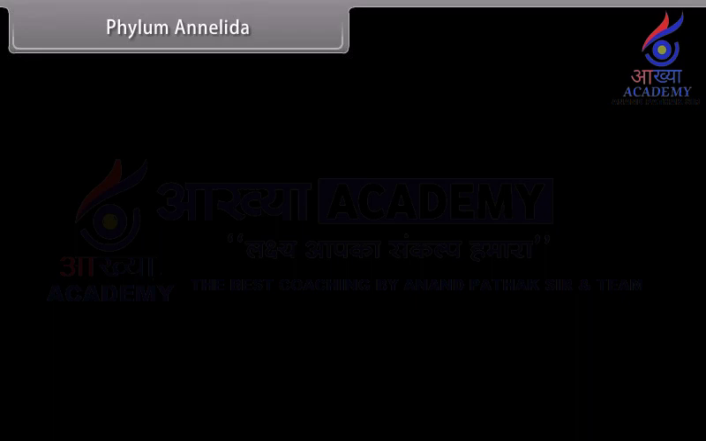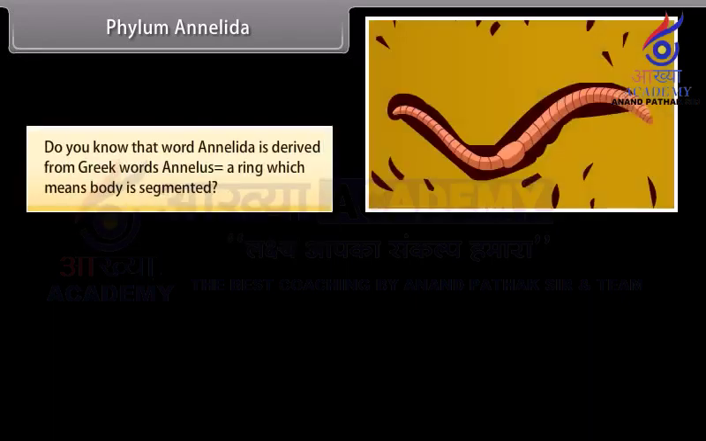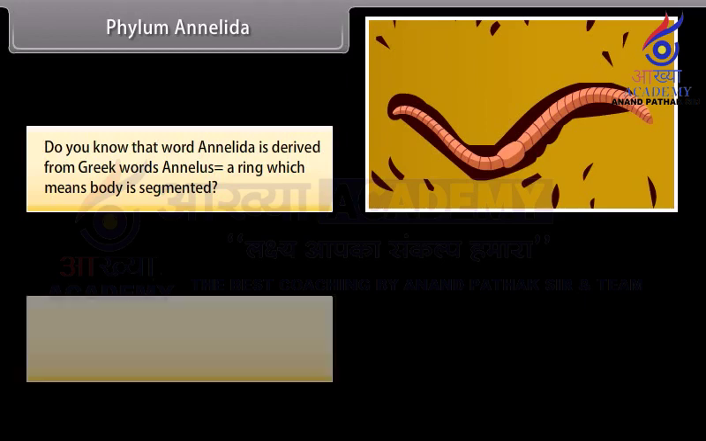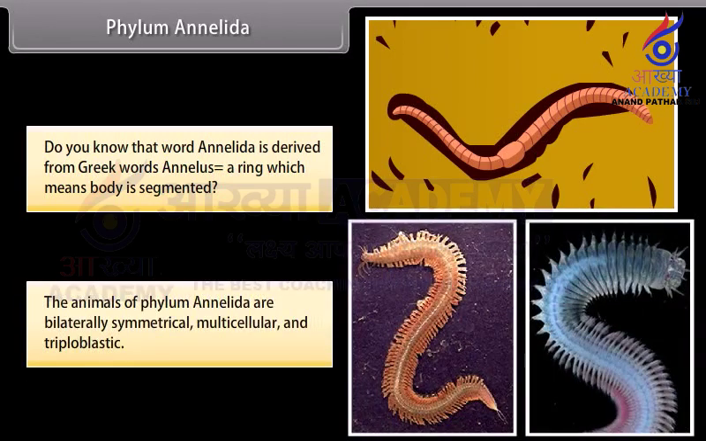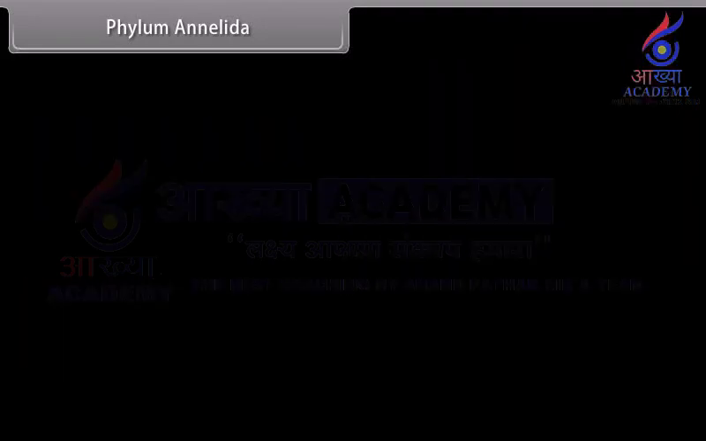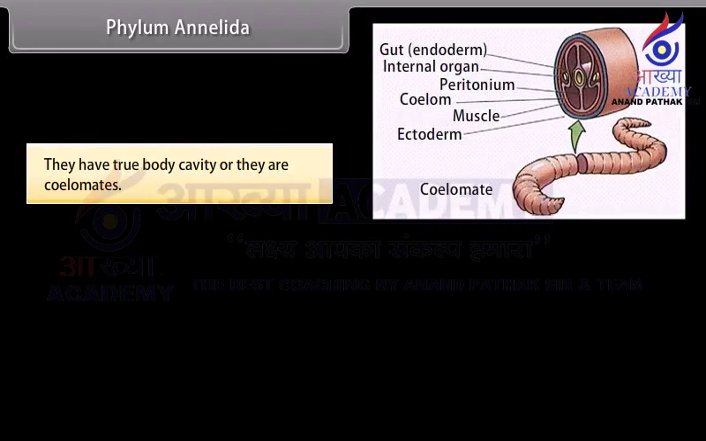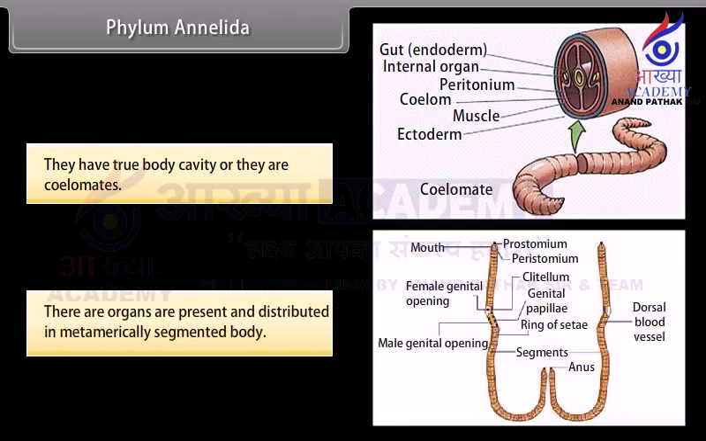Phylum Annelida. Do you know that the word Annelida is derived from Greek word annulus, a ring, which means the body is segmented. The animals of phylum Annelida are bilaterally symmetrical, multicellular, and triploblastic. They have a true body cavity, or they are coelomates. There are organs present and distributed in a metamerically segmented body.